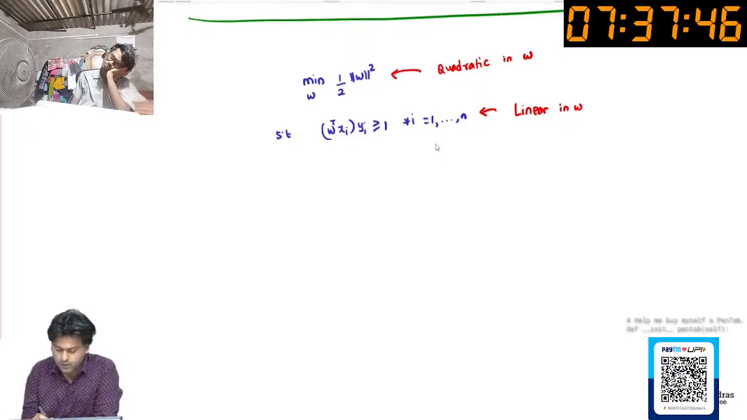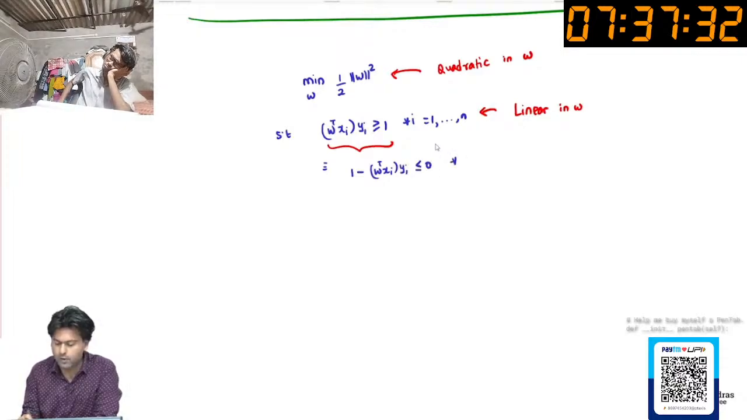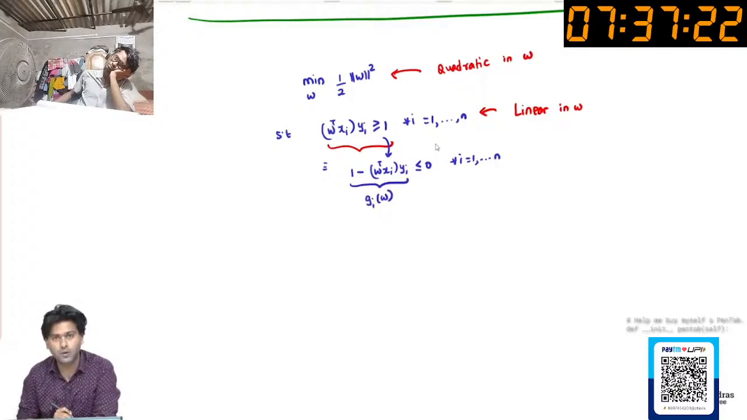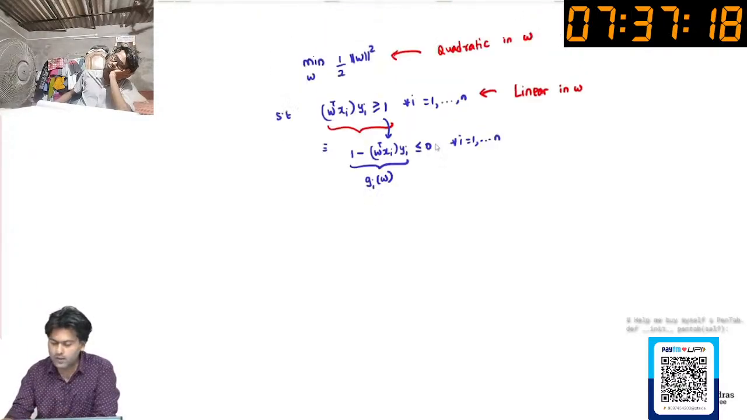But before we do that, we have to bring these into standard form, where gi of w is less than or equal to 0. So what is the standard form? This is equivalent to 1 minus w transpose xi into yi is less than or equal to 0 for all i equals 1 to n. This is exactly the same as this; I'm just writing it in the standard form. Now this would be my gi of w, which is less than or equal to 0.